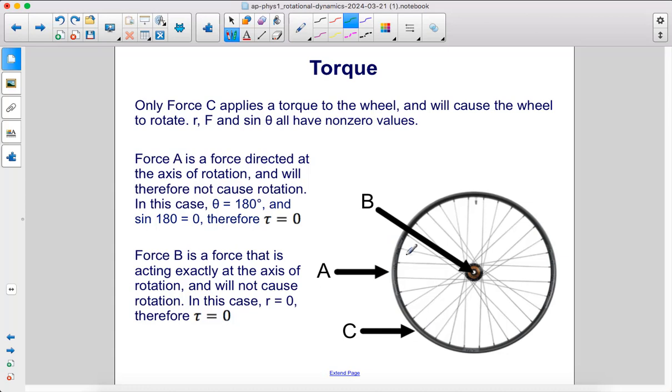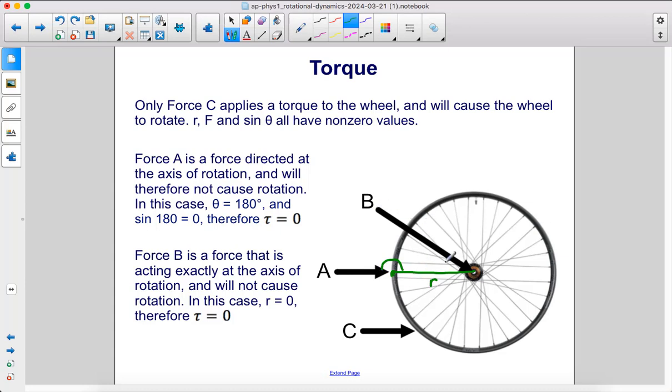Force A is a force directed at the axis of rotation and will therefore not cause rotation. In this case, theta, the angle between this point and this line, is 180 degrees, and sine of 180 degrees is 0. Therefore, even though this force is applied at a distance r away, and with a force, sine theta is 0, therefore no torque here.